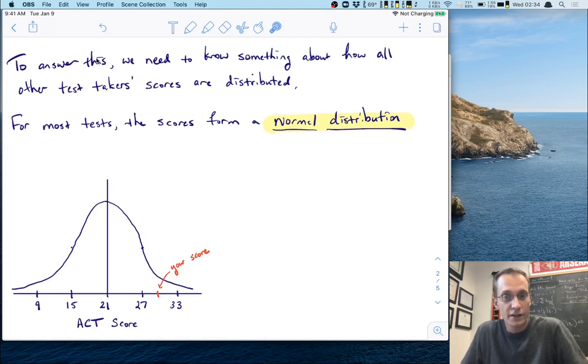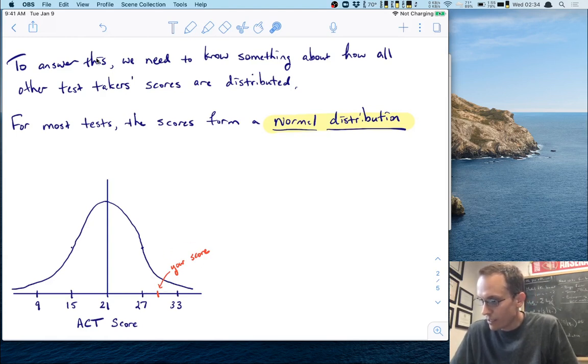That is a typical figure or a typical graph of the normal distribution. So for example, this might be my distribution of ACT scores, and you'll notice some things. It's on the scale of ACT scores, and particularly here is my score right here. It's halfway in between 27 and 33.